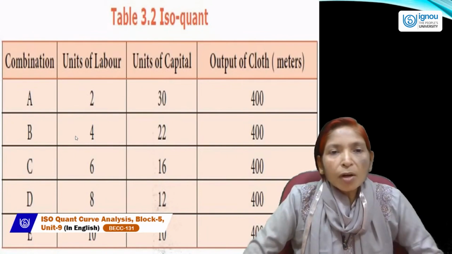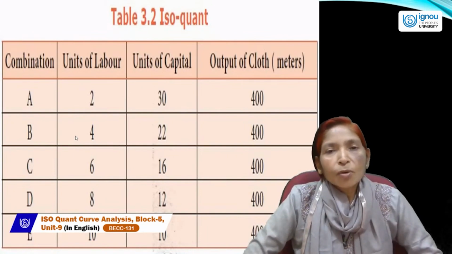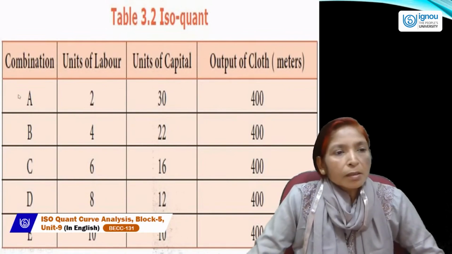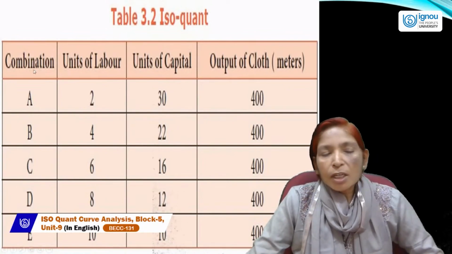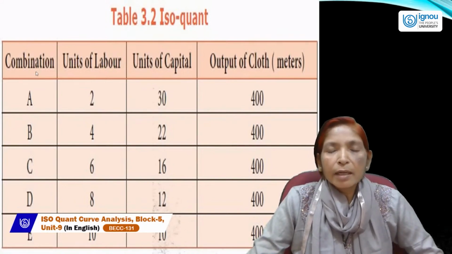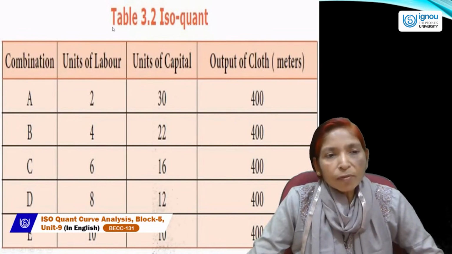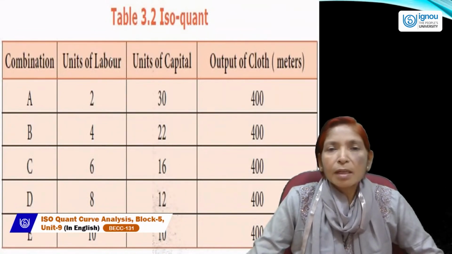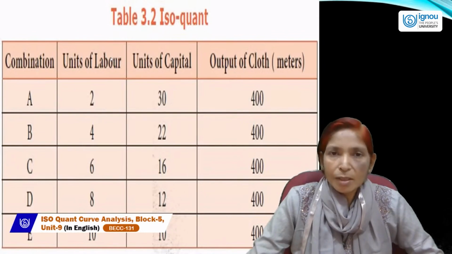Now this is the schedule of isoquant curve analysis. Here in the first column, we have taken combinations. These are different combinations like A, B, C, D and E. And the units of labor are in the second column. You know that there are two types of technologies which can produce goods and services. One is labor intensive technology and the other is capital intensive technology.